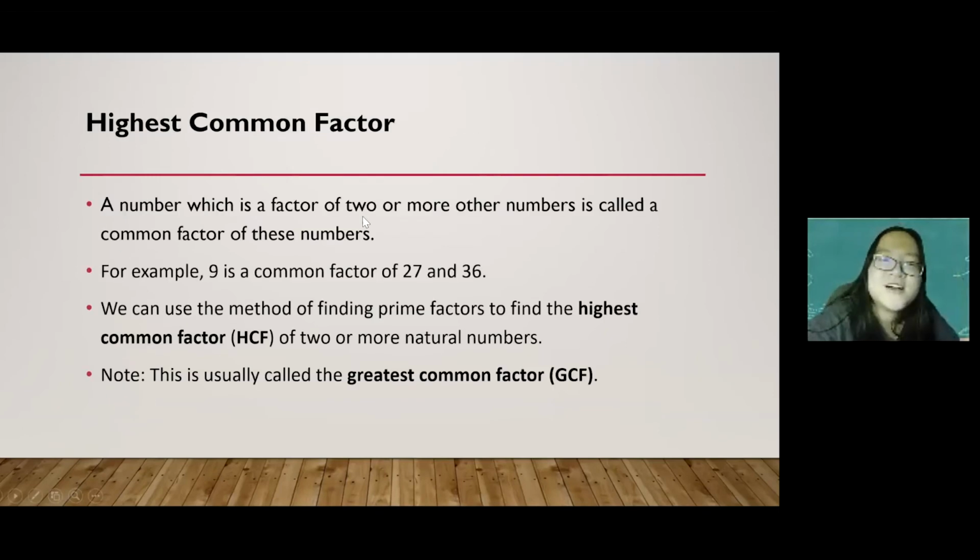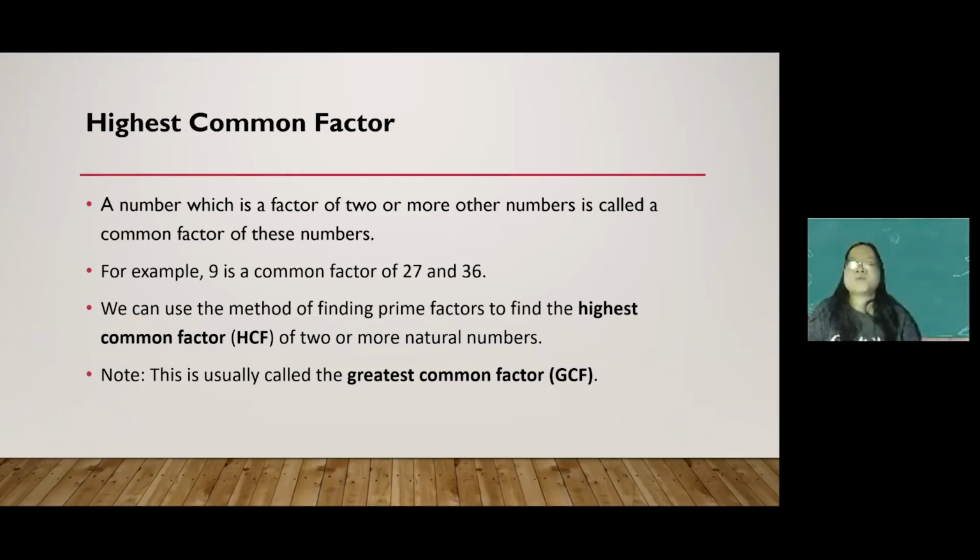So highest common factor: a number which is a factor of two or more other numbers is called a common factor of these numbers. For example, 9 is a common factor of 27 and 36. We can use the method of finding prime factors to find the highest common factor, HCF, of two or more natural numbers. Note, this is usually called the greatest common factor, GCF.